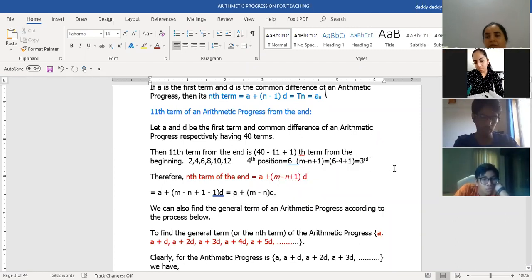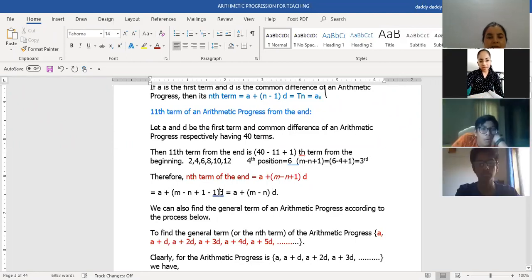Mom, what's D? I didn't get you, Simar. Mom, it's there in the formula. A plus M, M minus N, D. What's D? It is the common difference. Okay, ma'am. The common difference is the subtraction of the succeeding minus preceding.